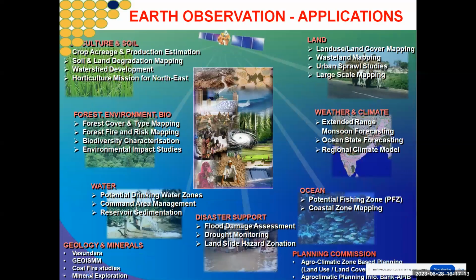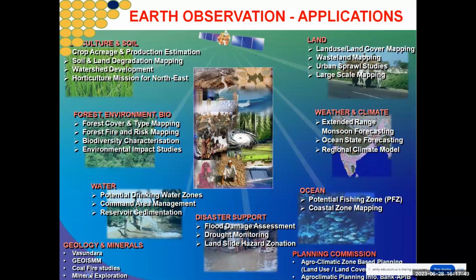So now there is some application part in Earth observation again. In Earth observation satellites, there are agricultural activity, soil, land, weather and climate, ocean, disaster support, water, geological and mineral, including forest, environmental and bio sectors. In agriculture and soil, there are crop acreage and production estimation, soil and land degradation mapping, watershed development, and horticulture mission for the North East. These are the main fundamental applications under the agriculture sector as well as the soil sector.